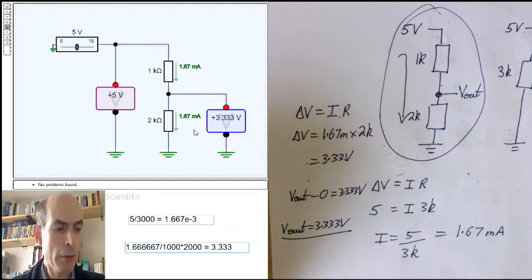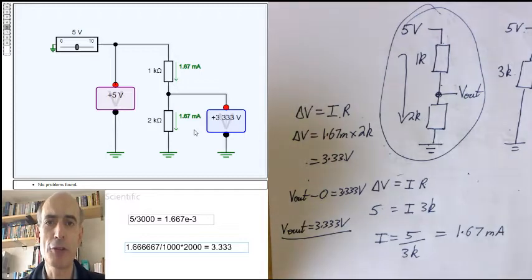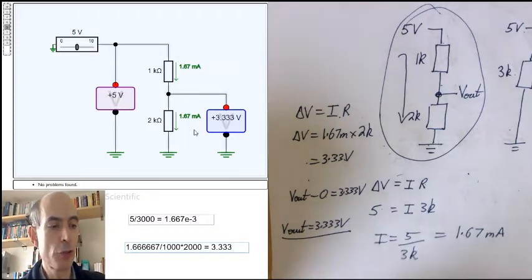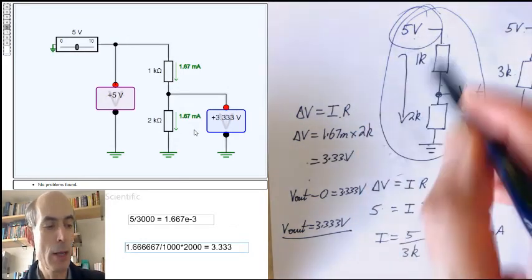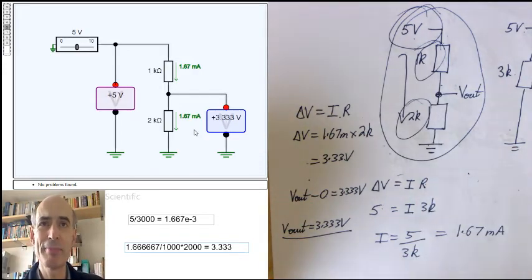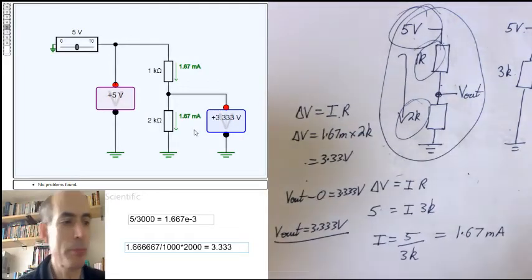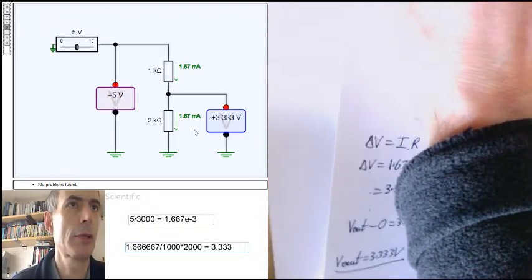Fine. But we don't want to go through this type of derivation every time we have a potential divider to work out. We'd like to find a formula where we can just input the voltage at the top of the potential divider chain and the values of the two resistors, and it would tell us what the output voltage is. We can work out that formula quite easily, and it's worth learning because it comes up so often. So, let's have a look at how to do that.